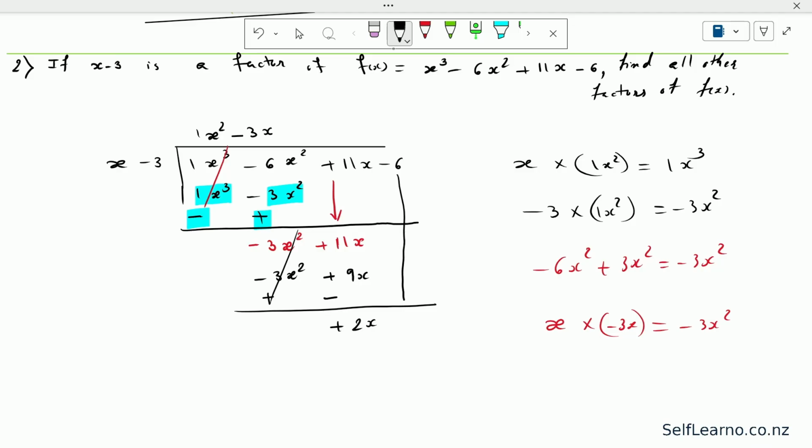Bring this negative 6 over here. Again, the same thinking. We have x. We want to obtain plus 2x. So x times plus 2 gives me plus 2x. And this negative 3 times plus 2 is negative 6. Change the sign. They cancel each other. The remainder is 0.